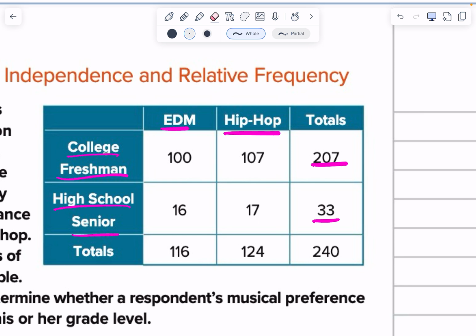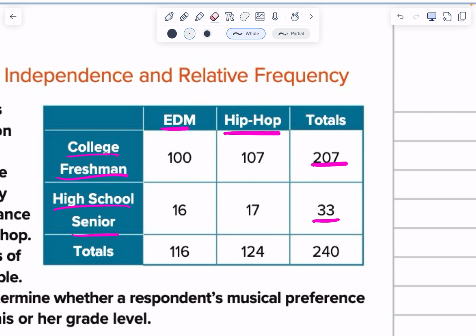A scenario of when this would be dependent. Let's talk about your age, and the number of people in each grade that's participating in Husker Harvest Days. Is that dependent upon your age? Why?